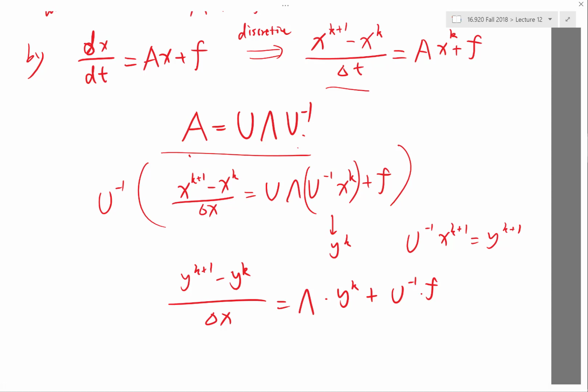Alright, now it's easy to figure out, this is actually delta t, not delta x. So now it's easy to figure out what is the maximum delta t I can take, because I have n decoupled scalar equations, right? So what's the criterion for my y to not diverge?